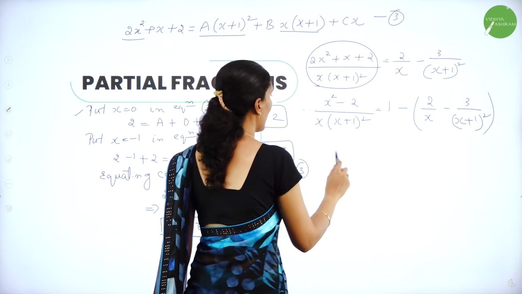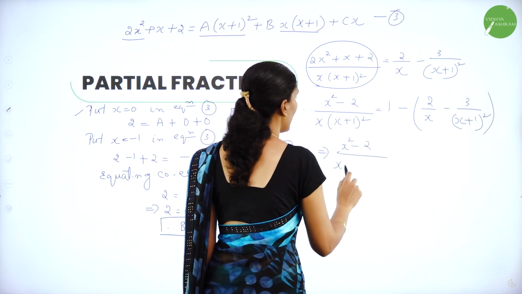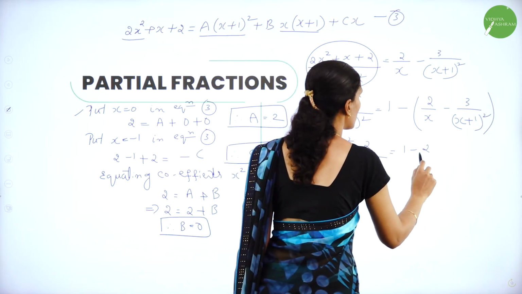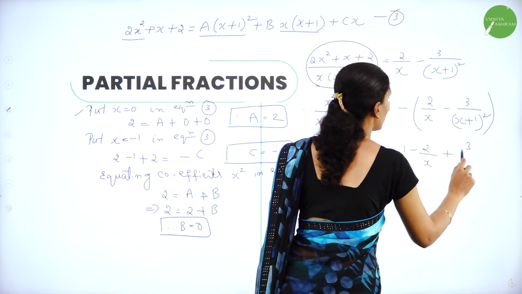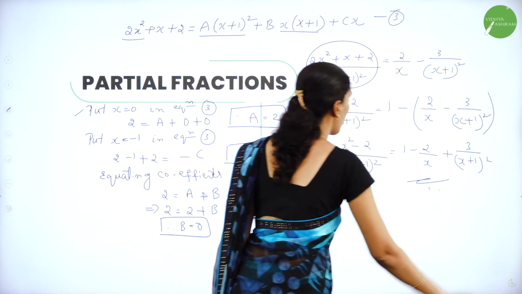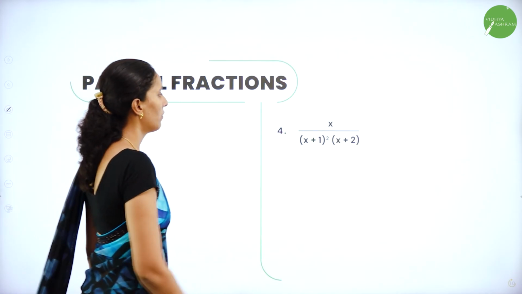So after multiplying, we get (x² − 2) divided by x(x + 1)² as 1 − 2/x + 3/(x + 1)². Thus, we have resolved the given rational fraction. So at last, we come for the simple.